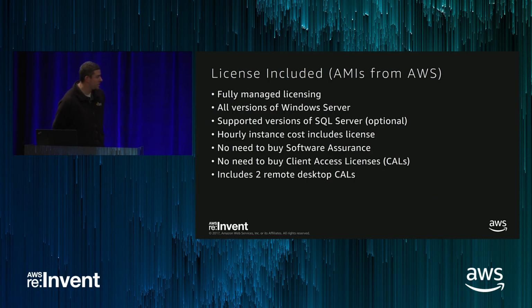As I mentioned before, our licenses are fully managed and already activated, with all versions of Windows Server, 2016 being the latest, and supported versions of SQL Server. We've already got SQL Server 2017 and Windows 2016 AMIs. The hourly instance, as I mentioned, includes the cost of the Windows and the SQL Server license. There's no need to buy software assurance if you're using our AMIs. There's also no need to buy CALs. And obviously, each EC2 instance that runs Windows includes 2 RDS, that's Remote Desktop Services, CALs out of the box.